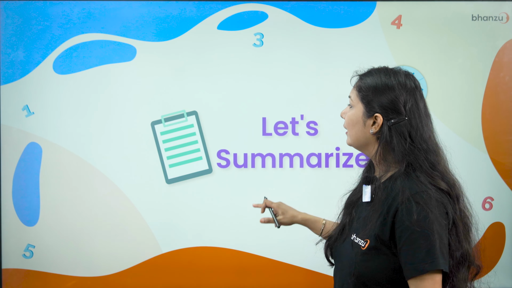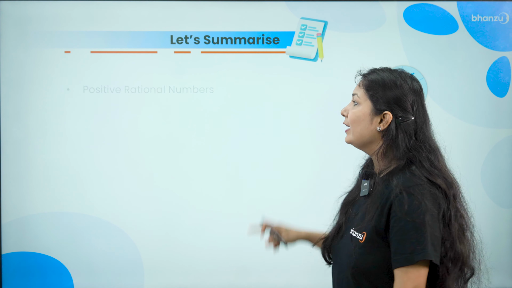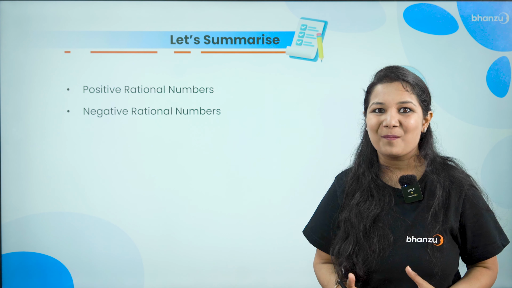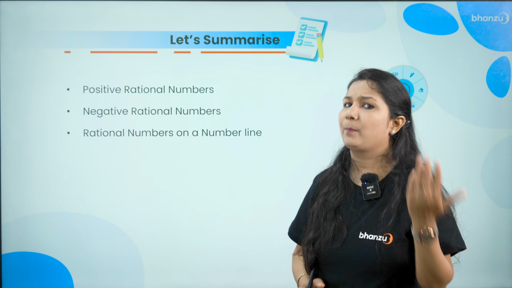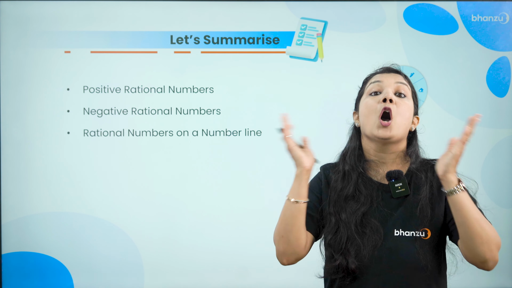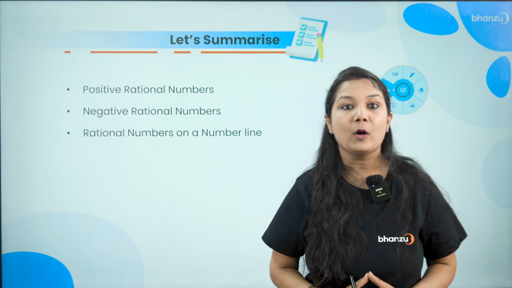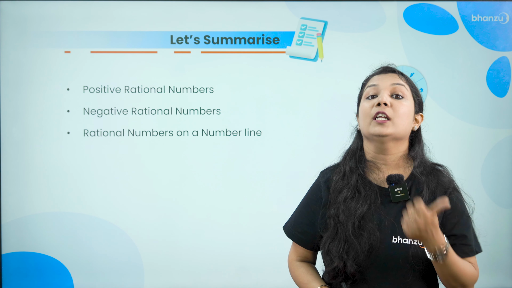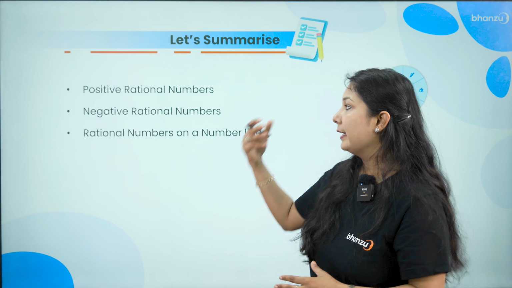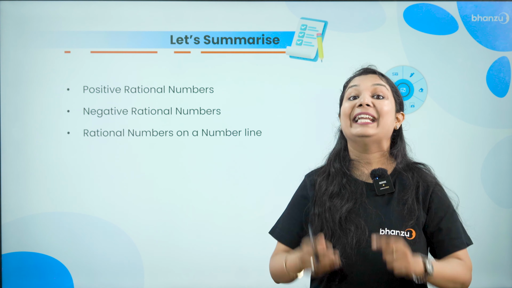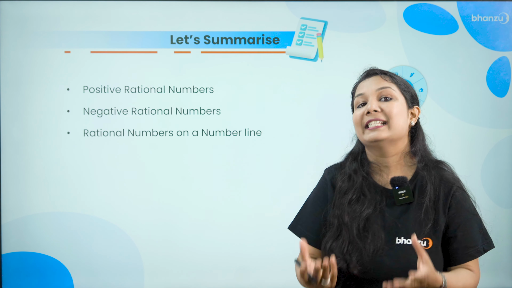So let's move ahead and summarize what all we had learnt in the session today. We had talked about positive rational numbers, negative rational numbers, and how do you represent whether it's a positive or a negative rational number on the number line. Right? So which rational numbers do we call positive? The ones where the numerator or the denominator both are either negative or positive. Negative rational numbers are the ones where either the numerator or the denominator is negative.